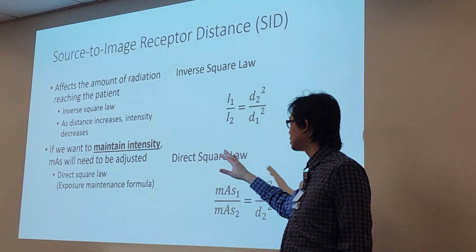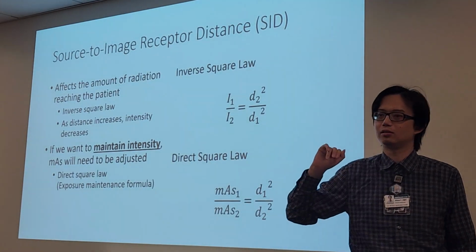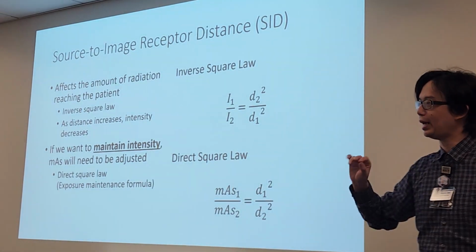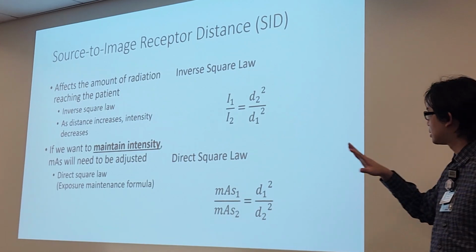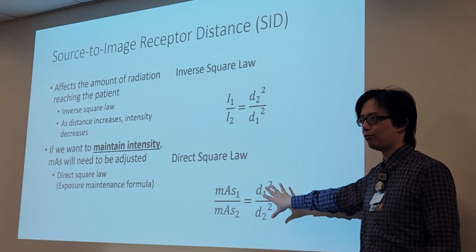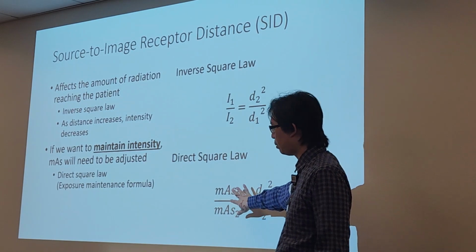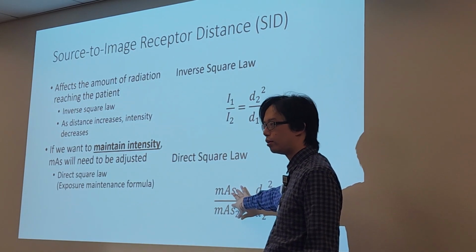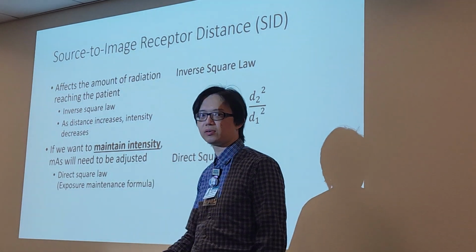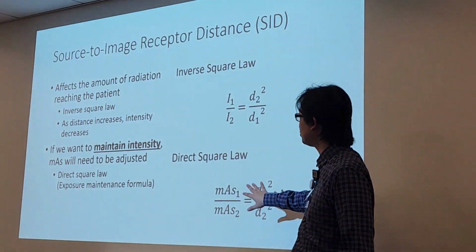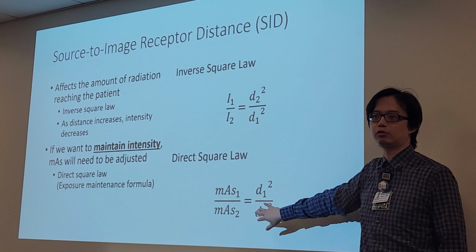Maintenance. Yes, and we'll be using direct square law for that. Good. So we're trying to maintain intensity, right? At the IR, now we use direct square law. So if the distance increases, what needs to happen to the mass? Increase. It also needs to increase. Very good. Make sure you're able to keep track of when to use which one.